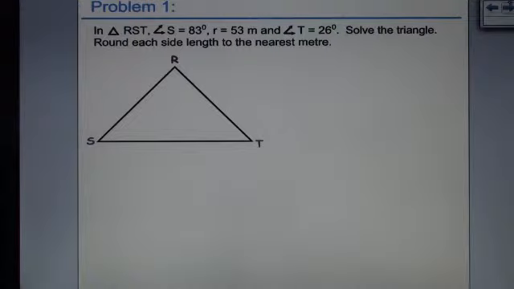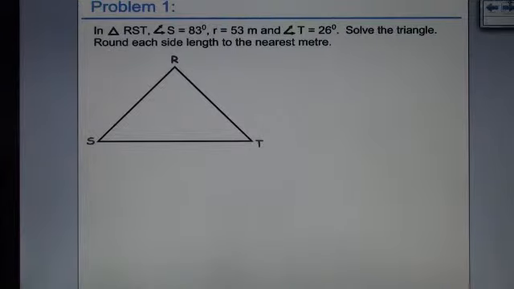Let's try now a couple of problems. In triangle RST, angle S is 83 degrees, r is 53 meters, and angle T is 26 degrees. Solve the triangle. Round each side length to the nearest meter.